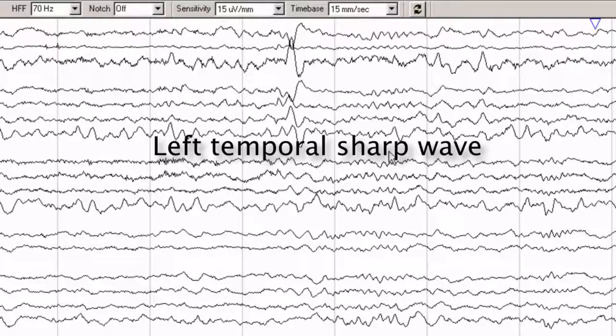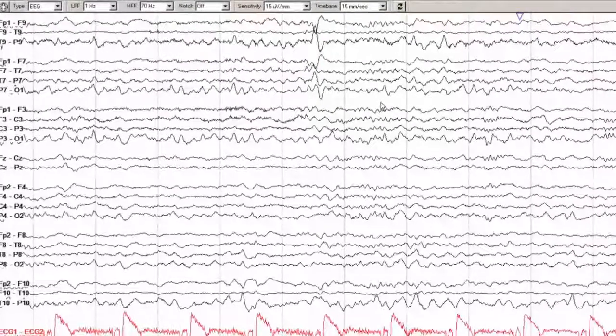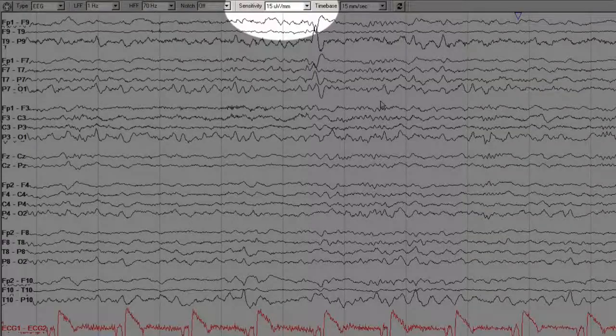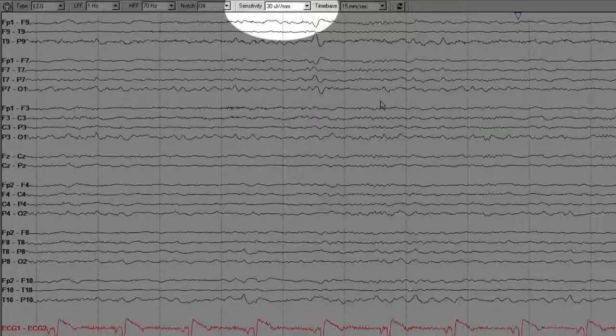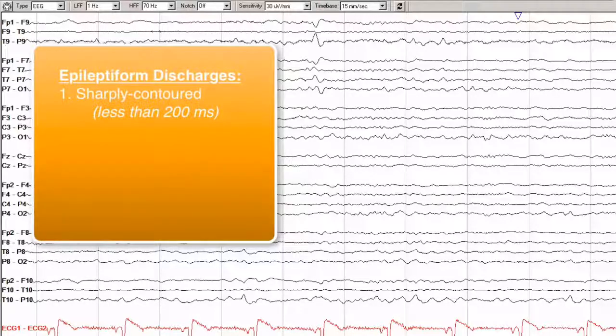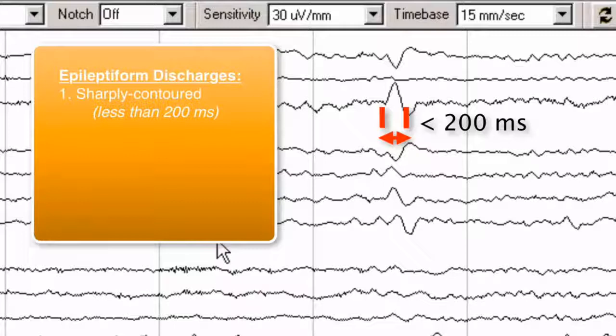We will go through a few of the characteristics of a focal epileptiform discharge. In general, the same rules apply when you are looking at any focal epileptiform discharge. First, I will decrease the sensitivity so we can get a better sense of this discharge. Remember that now I have the sensitivity at 30 microvolts per millimeter, which gives us the false impression that this is a low voltage discharge, when in fact it is very high voltage. The first characteristic of a focal epileptiform discharge is that it is sharply contoured. In general, this means that it must be less than 200 milliseconds in duration.